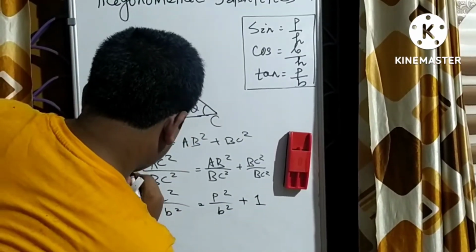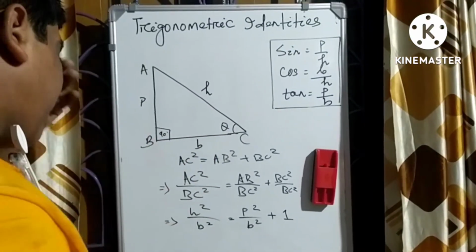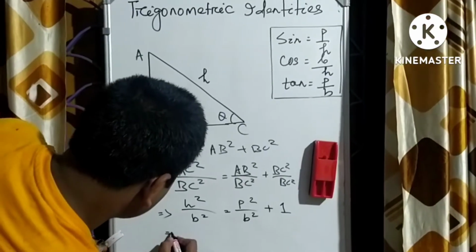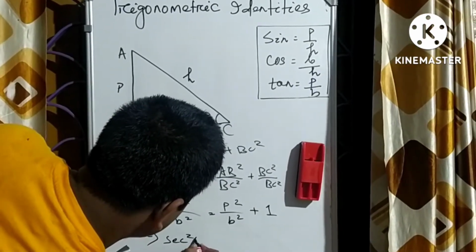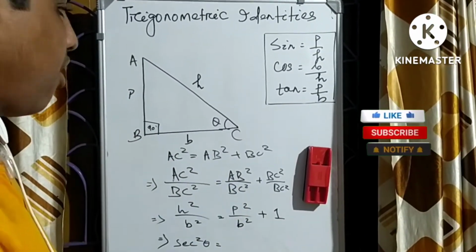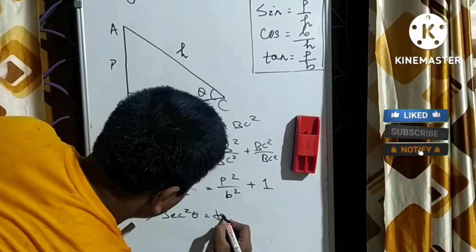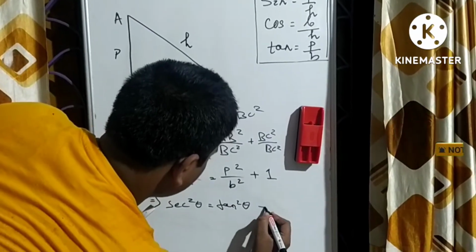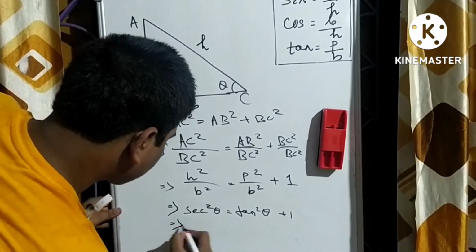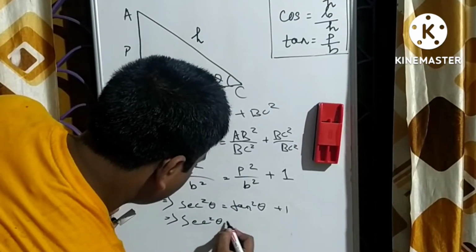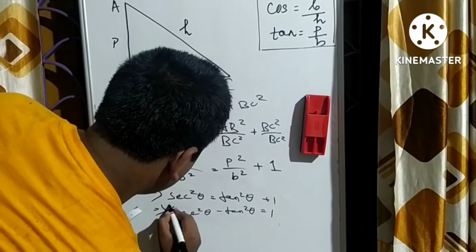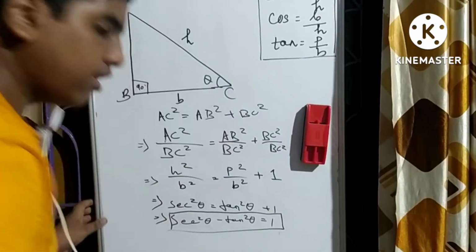H square by B square is the ratio of sec square. That is, sec square theta is equal to P square by B square, the ratio of tan square theta, plus 1. And by rearranging this, we can write sec square theta minus tan square theta is equal to 1. And this is the formula.